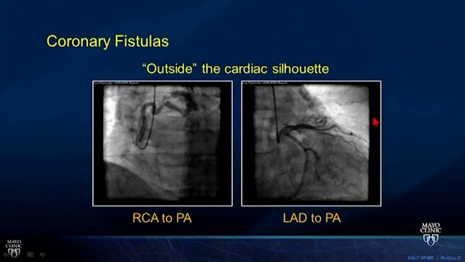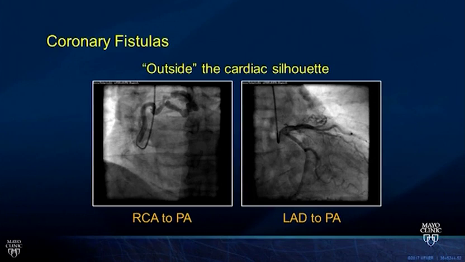Here's some examples of the right coronary artery fistula going into the pulmonary artery. And one of the signs of this is when it's going outside of the expected cardiac silhouette. So it still goes back to the basics of knowing the views, knowing where the walls are in that view, and then you can tell if a vessel is going outside of the cardiac silhouette.